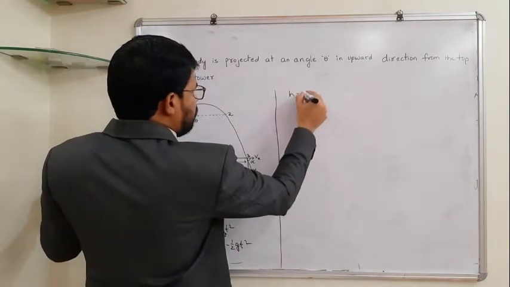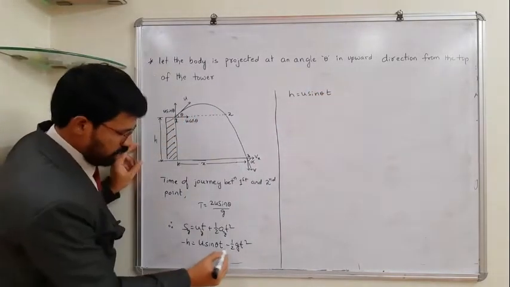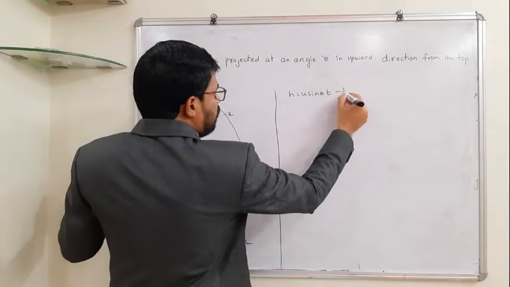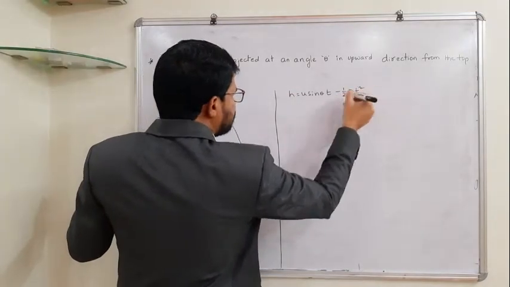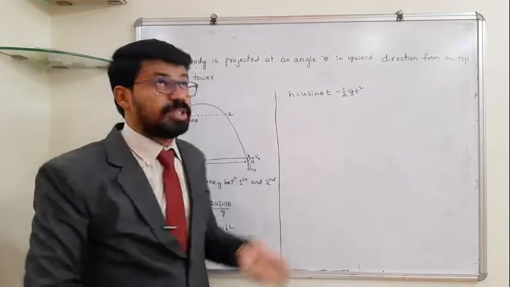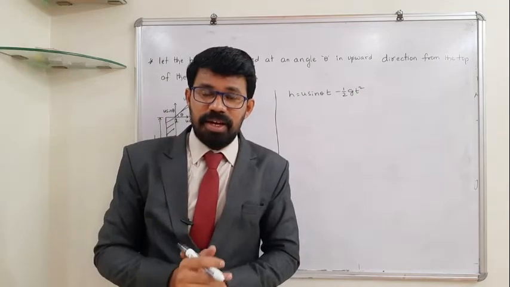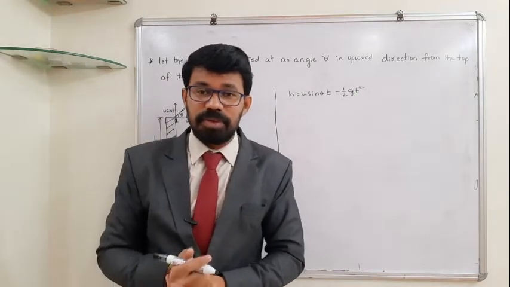h is equal to u sin theta into t minus half g t square. This particular equation matches with the tower model equation, where of course the body is projected vertically in the upward direction. So u sin theta, in place of u sin theta, we have in the tower model case, right?